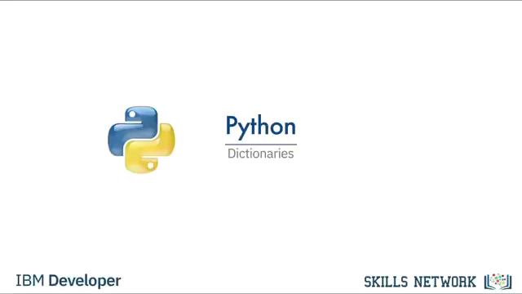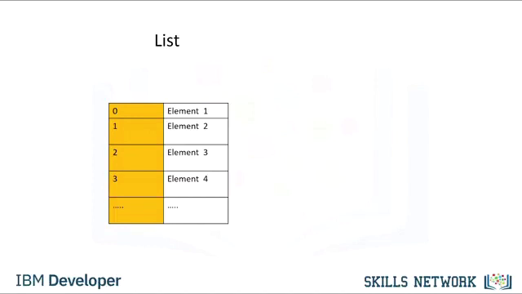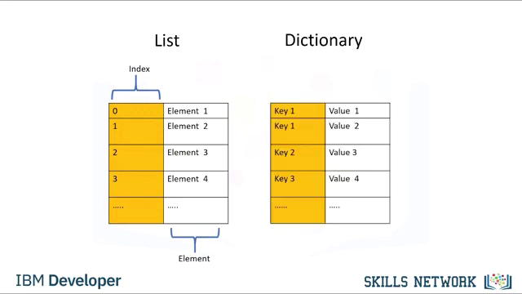Let's cover dictionaries in Python. Dictionaries are a type of collection in Python. If you recall, a list has integer indexes. These are like addresses. A list also has elements. A dictionary has keys and values. The key is analogous to the index. They are like addresses, but they don't have to be integers. They are usually characters. The values are similar to the elements in a list and contain information.